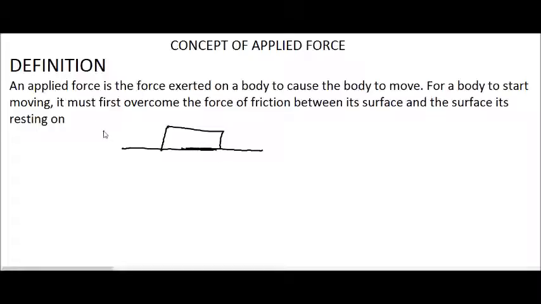Now let's say you want to apply your force in this direction. There is a force that will oppose the motion of this body in this direction, between the surface and the surface of this body, and that force is known as frictional force, or force of friction. And this one is F subscript A, which is the applied force.